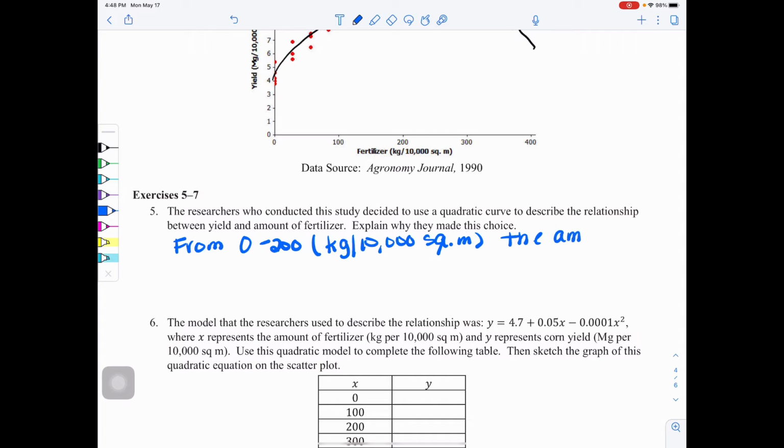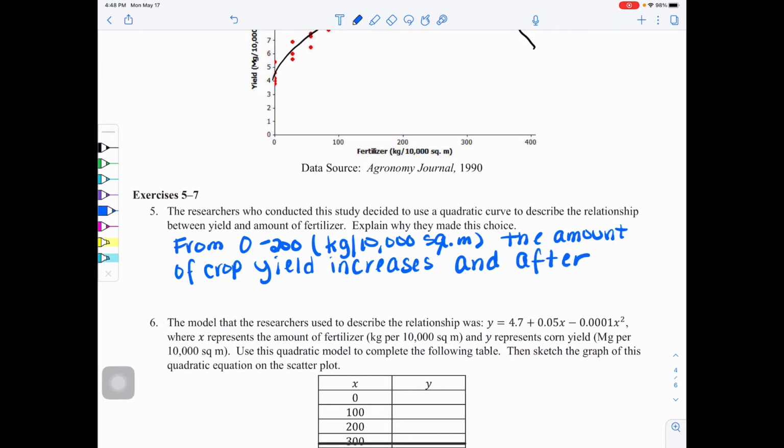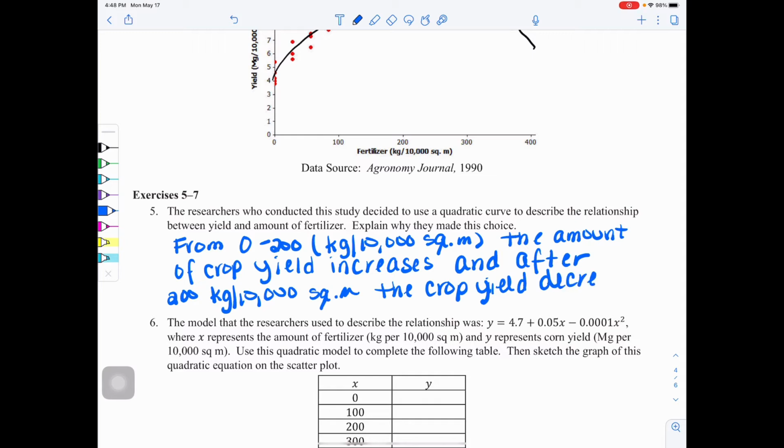The amount of crop yield, that's what it's called, crop yield, increases, and after 200, and we'll do kg per 10,000 square meters, the crop yield decreases. So that's how I know it's quadratic. Remember, a quadratic can be U-shaped and open up, or it can be arc-shaped and open down. So this happens to be one that's opening down.